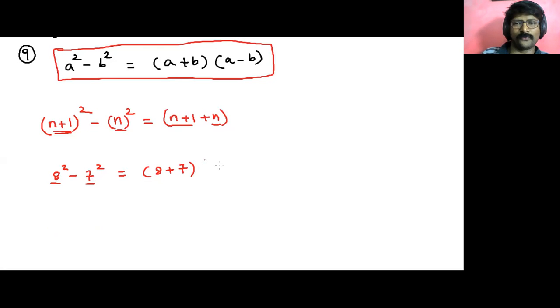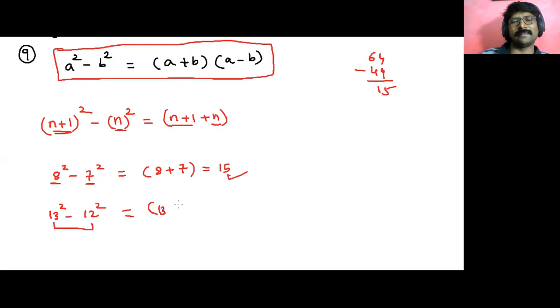You can take any other example also. So this could be 15. You want to check it out? 8 square is 64 and 7 square is 49, and if you subtract it, the answer is 15. Isn't it? You got it. Another example, you can do 13 square minus 12 square, because these two are consecutive numbers, isn't it? So what will be the difference between them? It's just 13 plus 12. That's it. Isn't it simple? 13 plus 12 turns out as 25. You want to check that out? Okay, look. 13 square is 169, 12 square is 144, and the difference is 25.